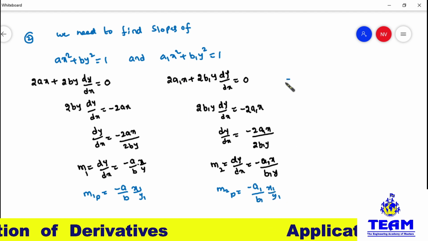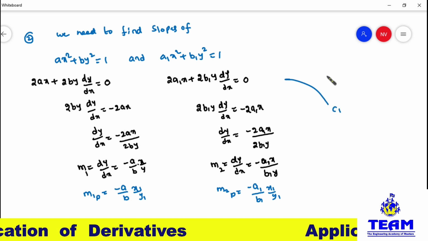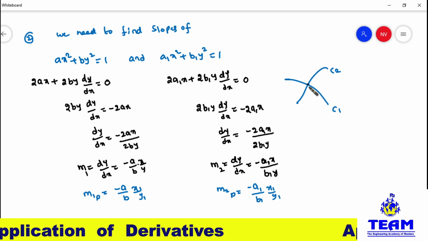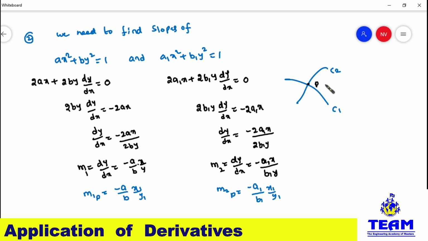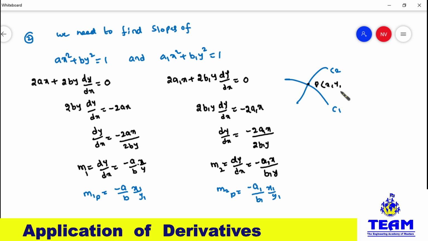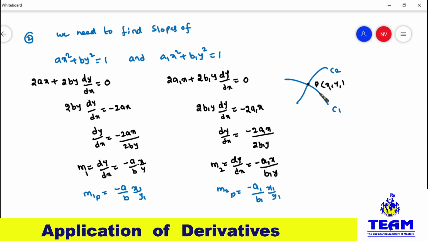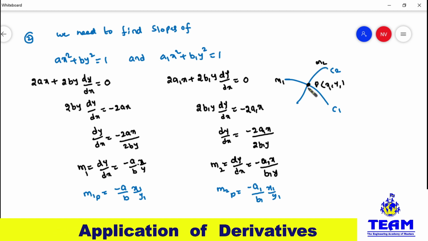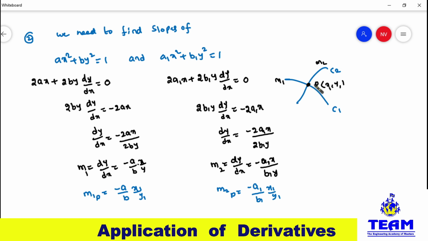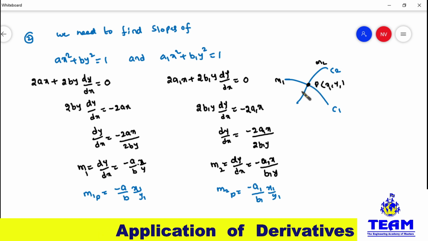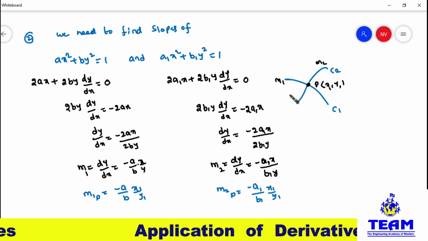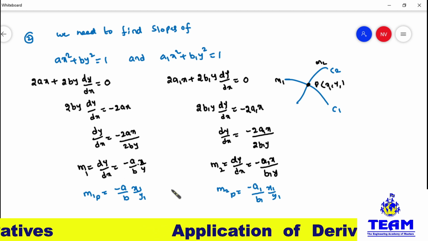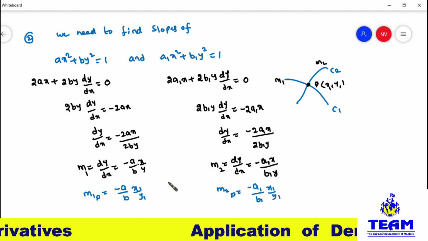But what is given? If you consider this as curve C1 and this as curve C2, both curves are intersecting at least at one point. I am considering one point, that is P of x1 comma y1. So this slope is m1 and this slope is m2. We found slope m1 at P and m2 at P. Now what do we have to prove? Normally, to prove orthogonality we would need a condition, but they are saying these two curves intersect orthogonally. Directly they have given it.